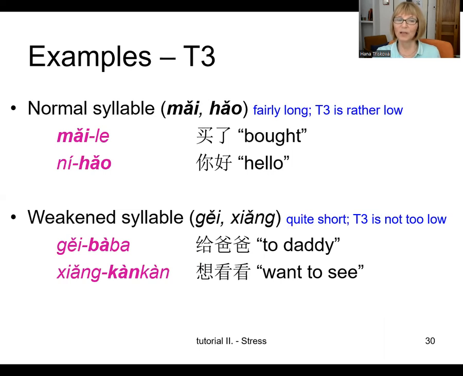Now the third tone. Third tone normal syllable is fairly long, almost longest, and it's quite low. 买了，你好. Third tone weakened syllable would be quite short and not that low. 给爸爸，想看看.